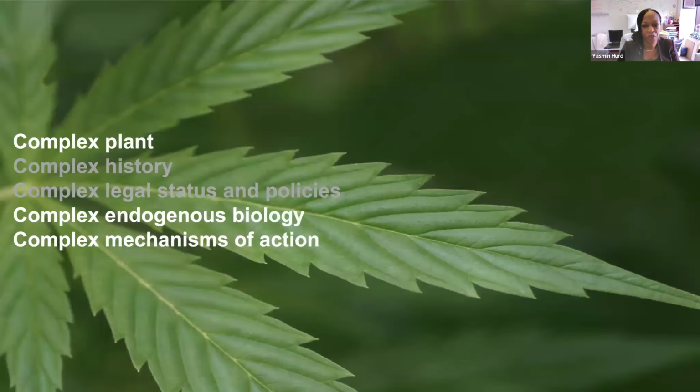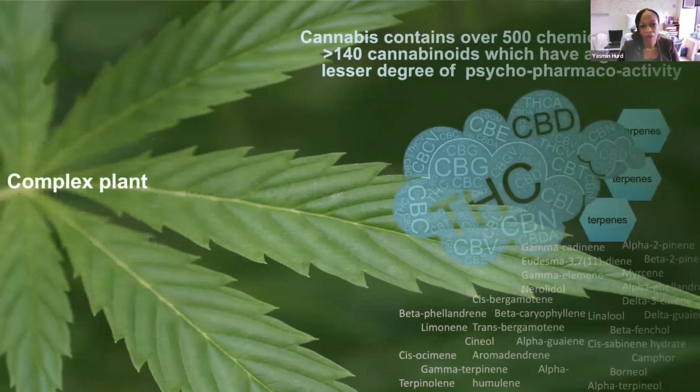When we think about cannabis, there are a number of things that have made the discussion very complicated. I'm not going to go into the history, the legal status, and the policies related to the cannabis plant, which are very complex, and I know you'll have other webinars about those. The plant itself is very complex. The biology is complex. The mechanism of action is complex. So I'll just touch on a couple of these points as we go through.